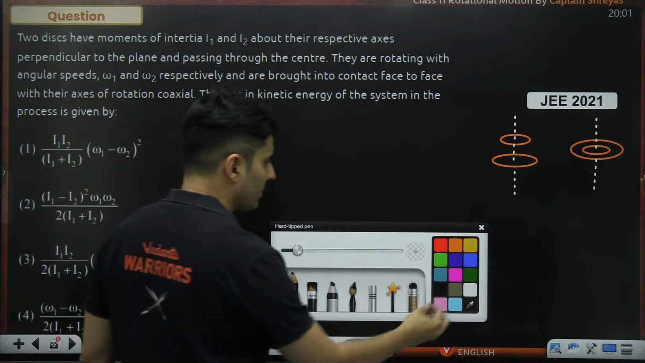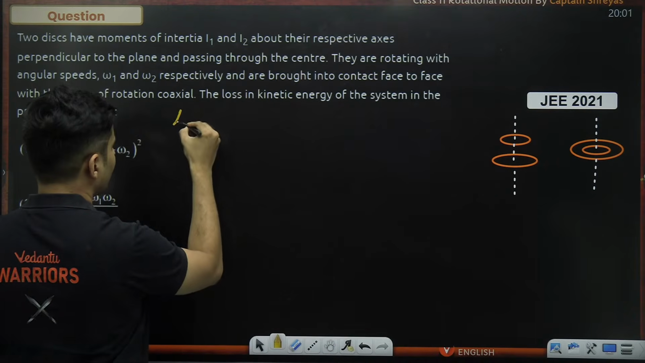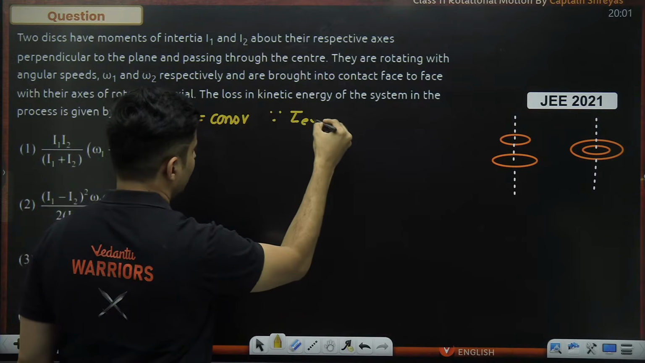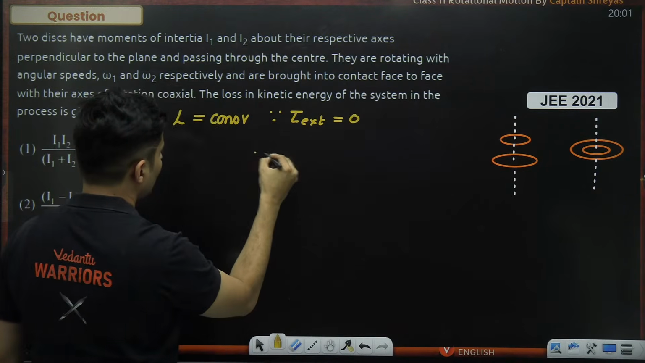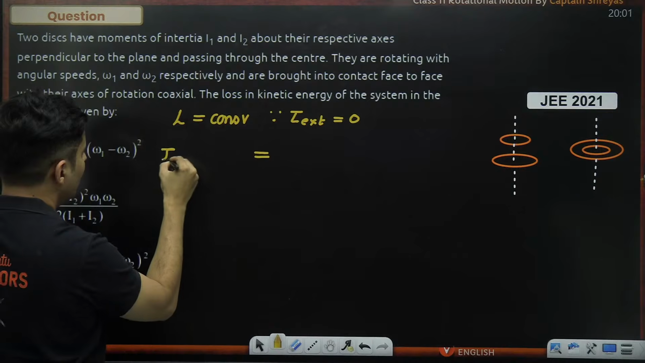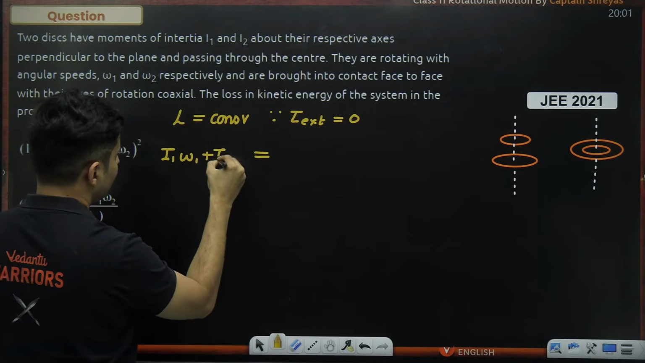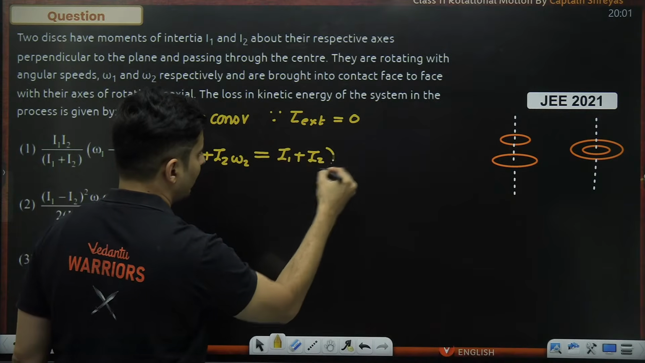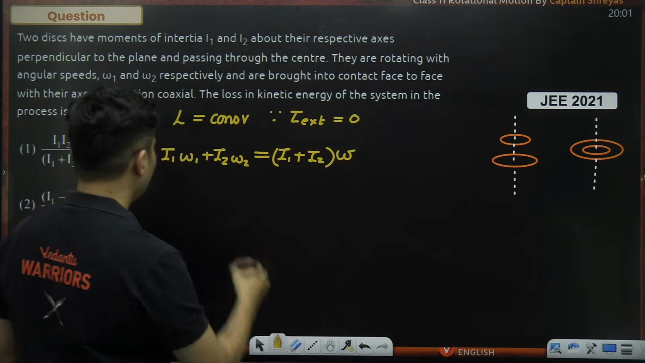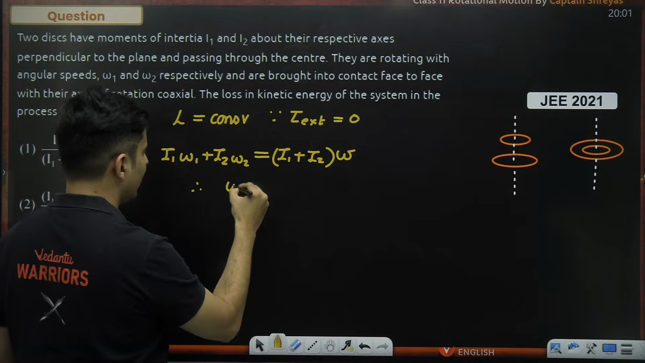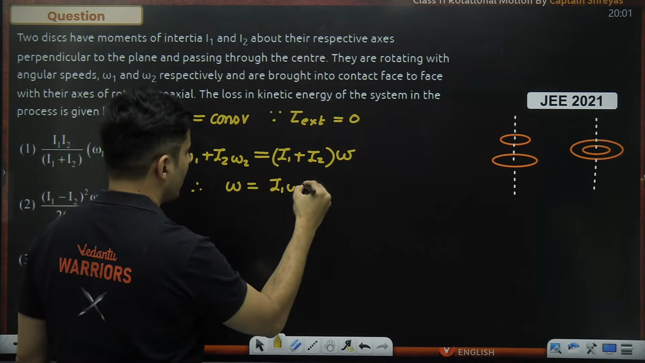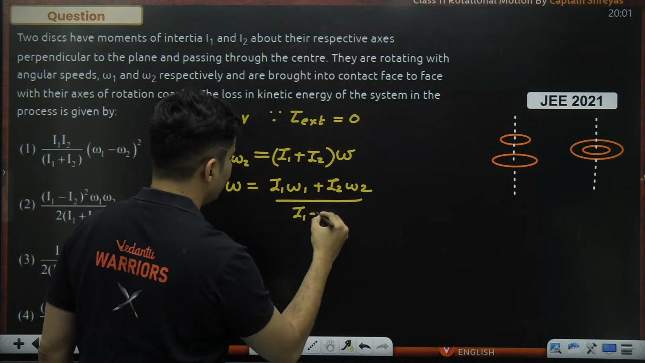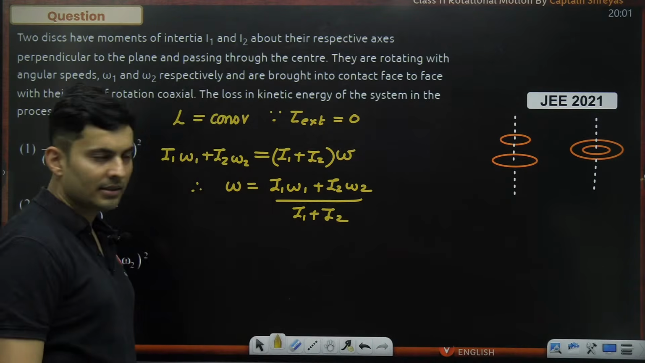How do we do it? First of all, angular momentum is conserved since net external torque is absent. So initial angular momentum will be I1 omega 1 plus I2 omega 2. Final will be I1 plus I2 both together into omega. So therefore, from this, I'll get omega is I1 omega 1 plus I2 omega 2 whole thing divided by I1 plus I2. That's what it is.